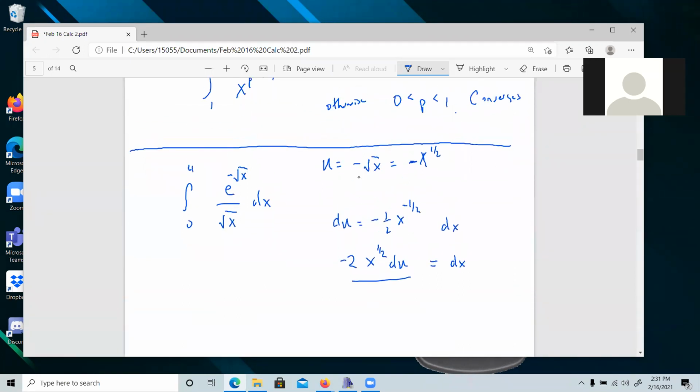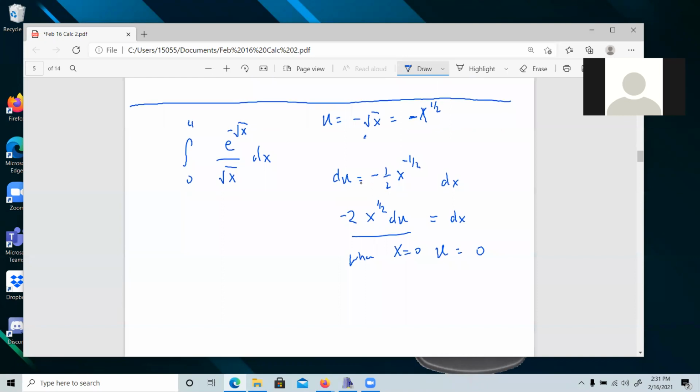The other thing I'm going to do is say, when x equals 0, u is equal to 0. And when x equals 4, u is equal to negative 2. Technically it's negative 0, negative 2, but we don't have to worry about that.